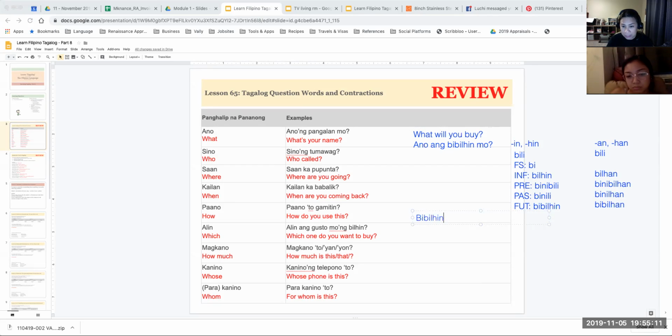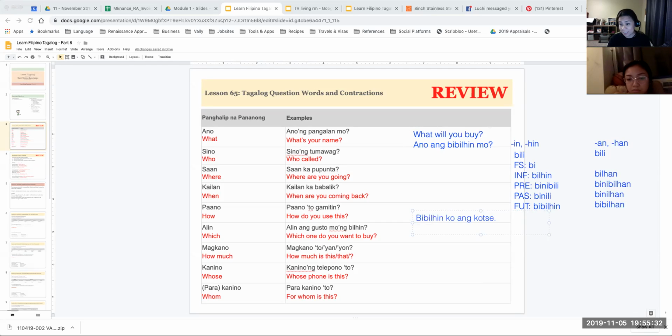Bibilhin ko ang kotse. I'll buy the car, right? So, bibilhin ko ang kotse. I'm saying what will happen to the kotse. Bibilhin ko yan. So, I'm using the in. Okay? Now, if I will say, to whom should I buy the car for?